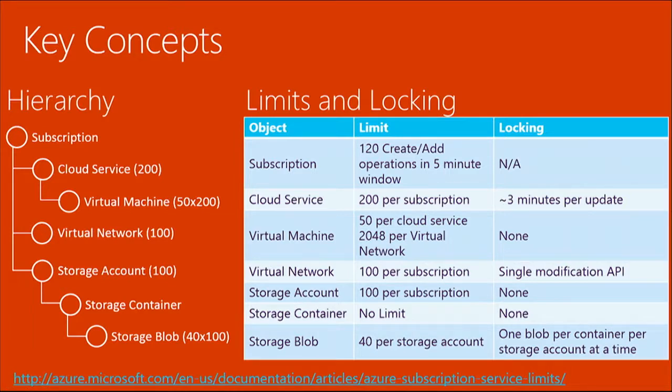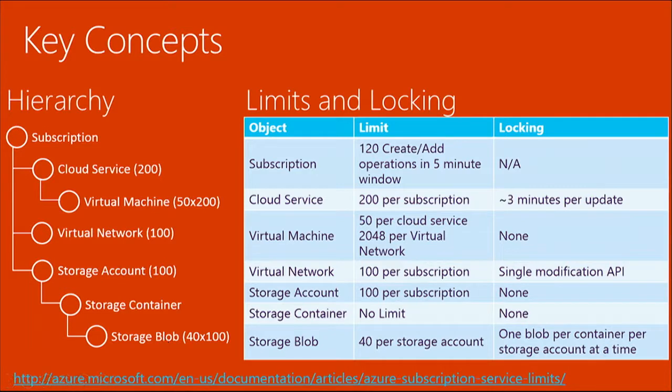A virtual network is part of a subscription. You can have 100 virtual networks in a subscription, and you can put multiple cloud services into the virtual network. So these are top level, kind of peer objects. A storage account is another top level peer object, that then contains the storage blobs. We use page blobs for the disks in Azure, and those are another component.